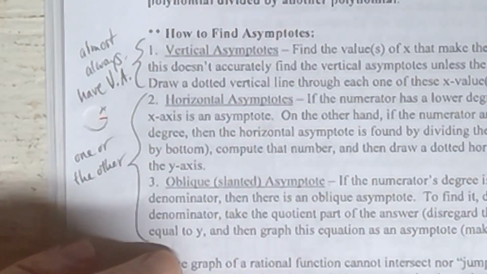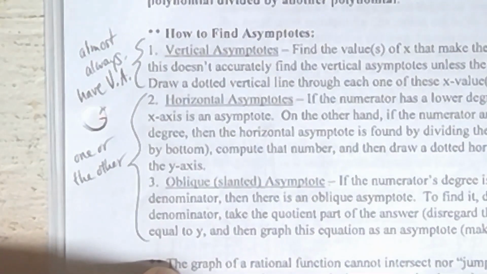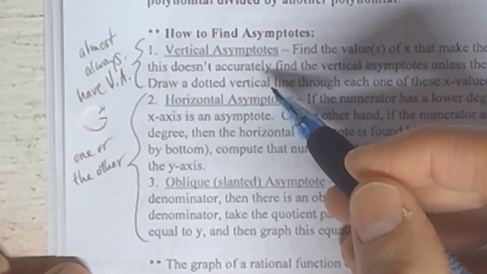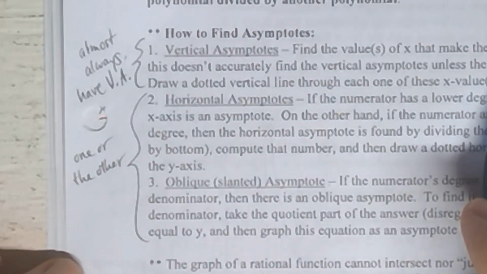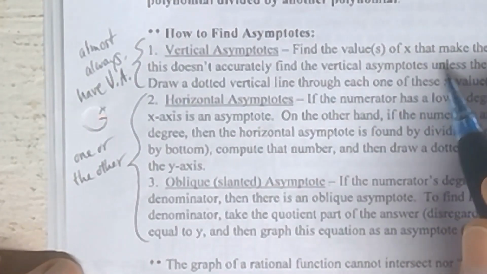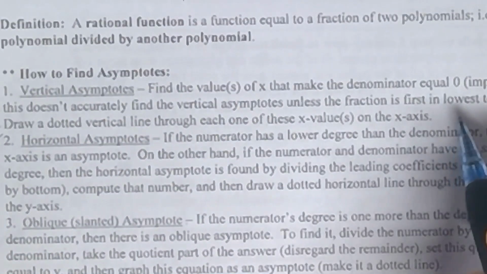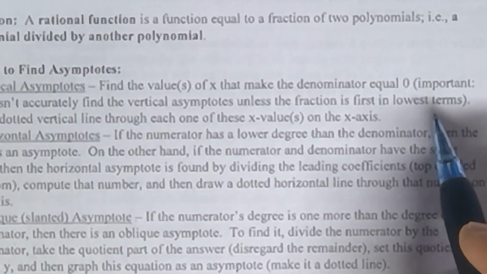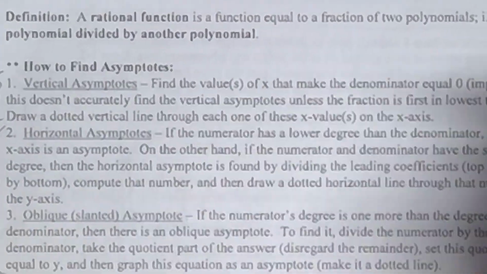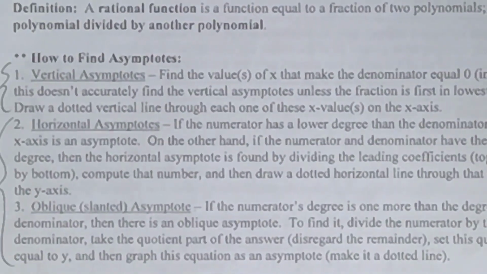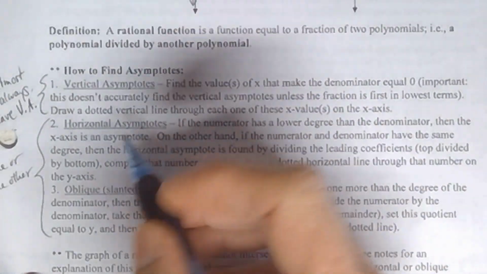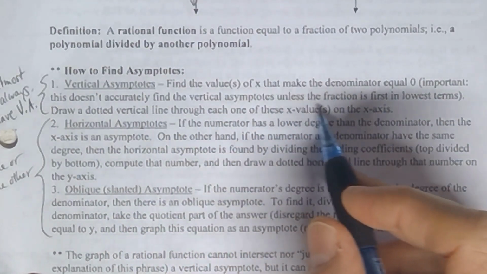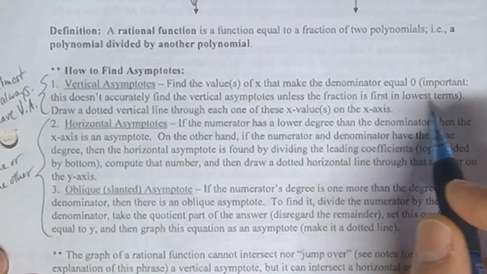So let's look for those now, okay? How do we find the vertical asymptotes? It says find the value of x that makes the denominator equal to 0, but, and this is why we did the lowest terms step first, okay? This doesn't accurately find the vertical asymptotes unless the fraction is first in lowest terms.